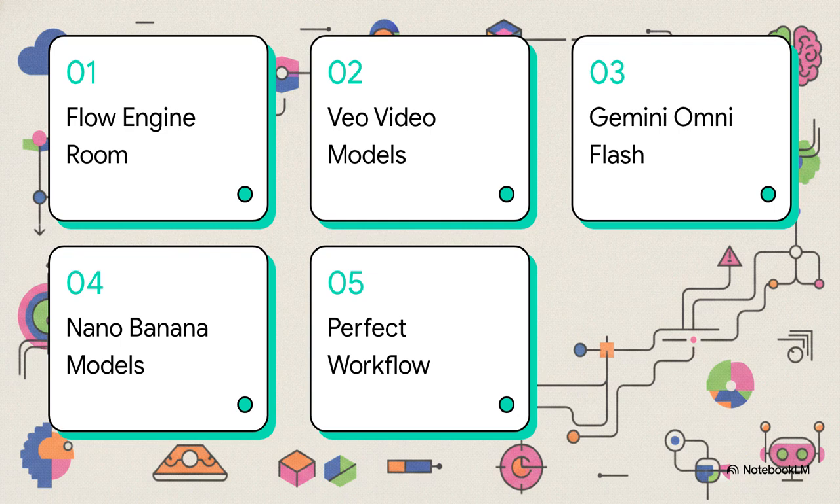First, the Google Flow engine room. Then, the Veo video models. Next up, the Gemini Omni Flash masterclass, followed by Nano Banana image models, and finally choosing your perfect workflow. Honestly, just think of this entire ecosystem as a massive, beautifully organized garage full of specialized tools just waiting for you to fire them up.